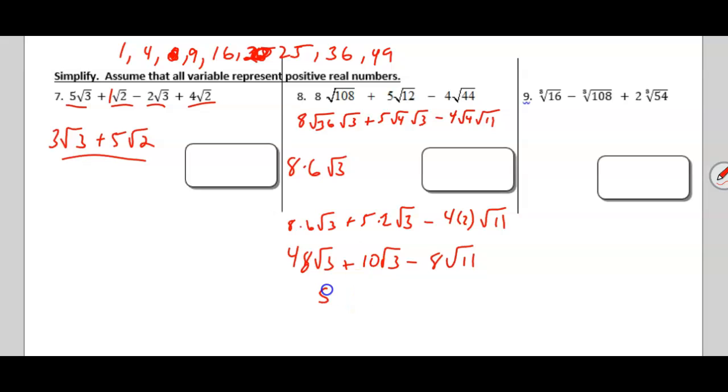48 plus 10 is 58 square root of 3, minus 8 square root of 11.